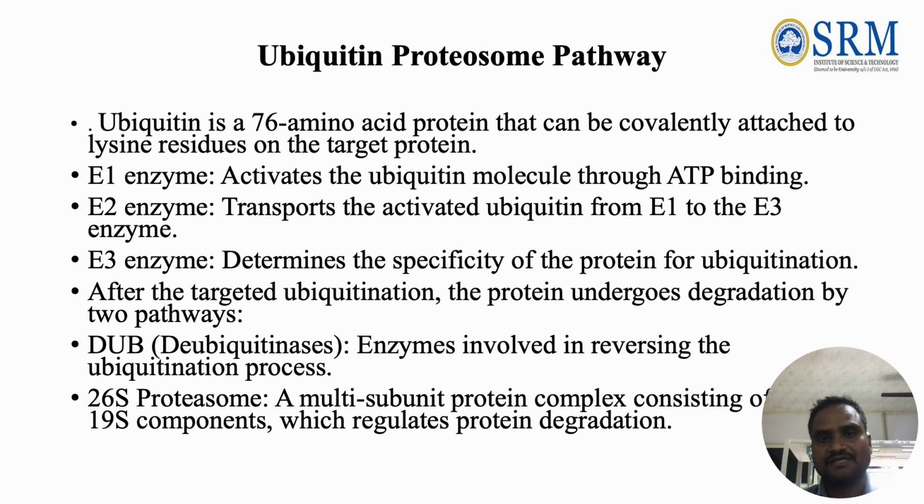Once a protein is tagged with ubiquitin, it can follow one of two pathways. De-ubiquitinase pathway: some proteins can be saved from degradation by an enzyme called de-ubiquitinase, which removes the ubiquitin tag and reverses the process. 26S proteasome pathway: the 26S proteasome consists of the 20S core, which is responsible for breaking down proteins into smaller peptides, and the 19S regulatory units, which control the entry and processing of ubiquitinated proteins.